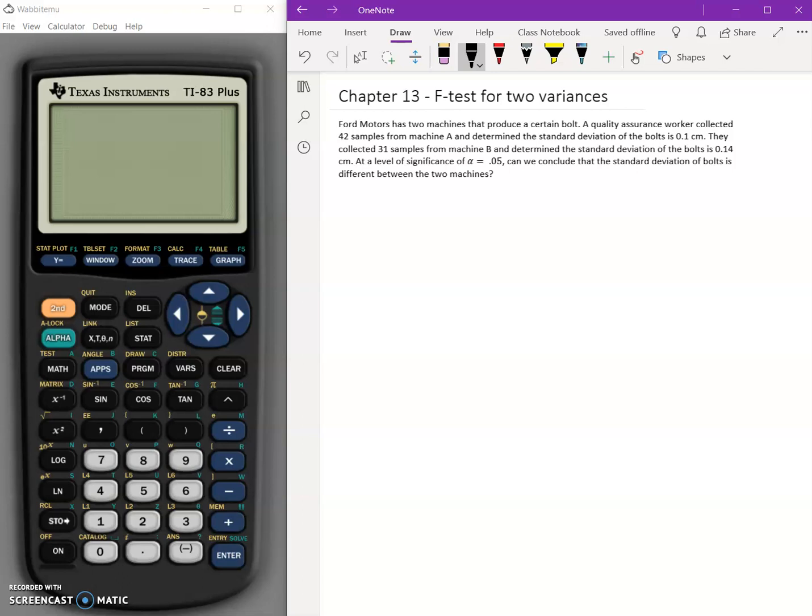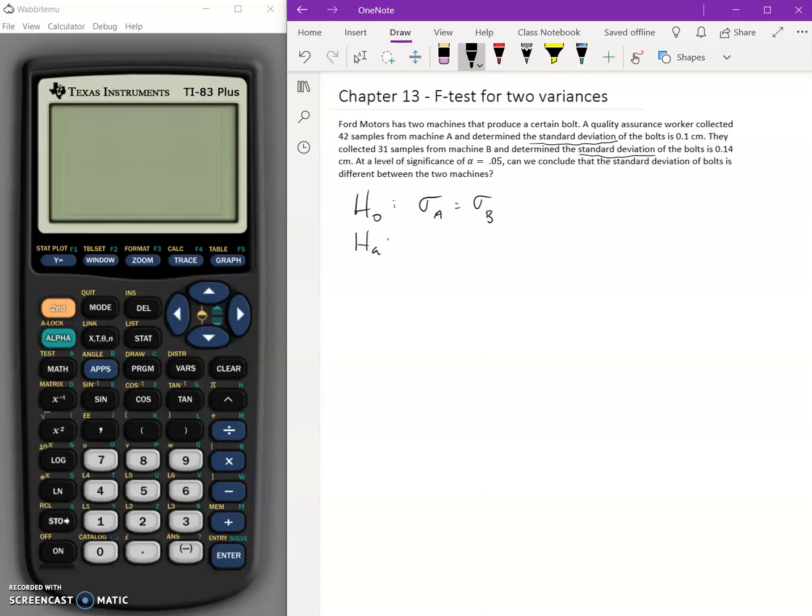So in this case, we are trying to compare things on the standard deviation. So we're trying to compare standard deviations here. So the null hypothesis in this case is, are these two standard deviations the same or not? So I will say that the standard deviation of A is equal to the standard deviation of B. Now the subscripts are very clear because we have machine A, machine B. So that's what we have for our null.